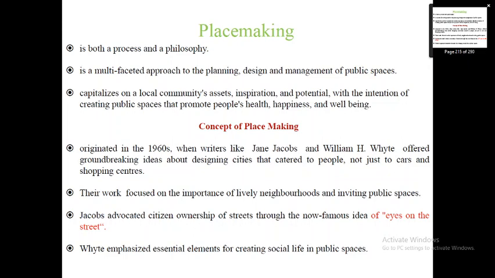So, two writers, Jane Jacobs and William H. White, wrote about eyes on the street. So, creating a good social life of the people of that particular place is by creation of public spaces. So, this will actually capitalize the assets of the community, inspiration and potential, and create and promote health, happiness, and well-being. So, placemaking is an art of creating beautiful spaces so people have the eyes on the street, enjoy that place, capitalize that place, get fulfillment and inspiration of the place, and the community socially becomes very enriched and works for improvement. So thereby they get health, happiness and well-being.